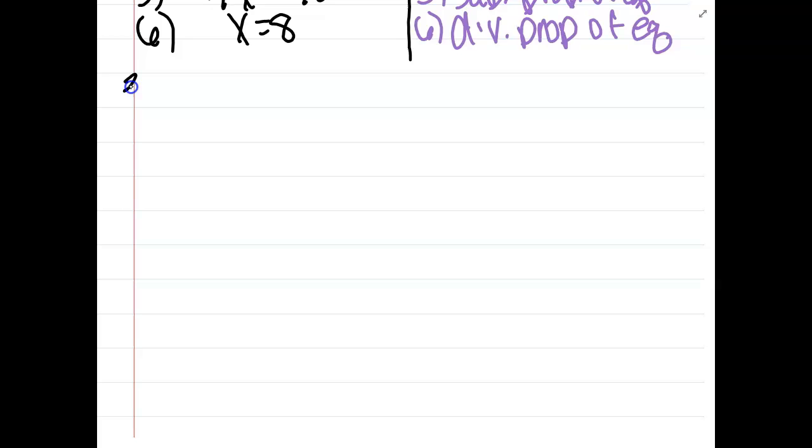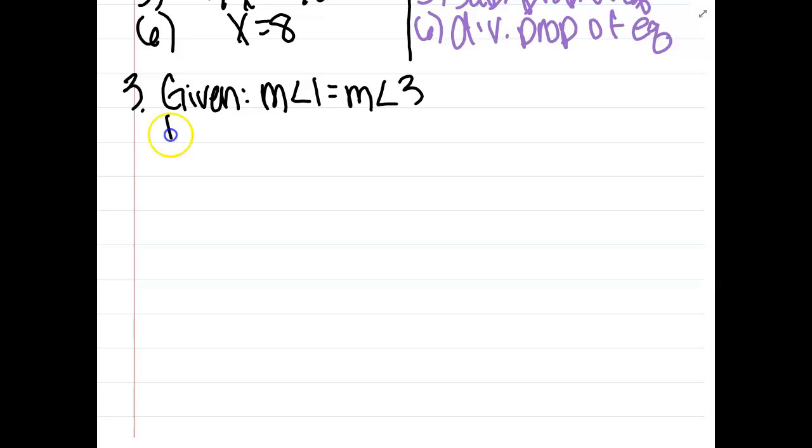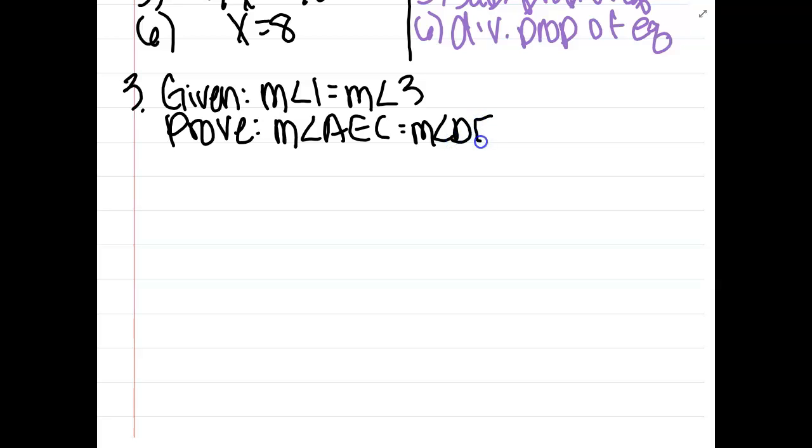Okay, so number 3. This time we're going to be given that the measure of angle 1 equals the measure of angle 3. We want to prove that the measure of angle AEC equals the measure of angle DEB. We'll have a picture again.